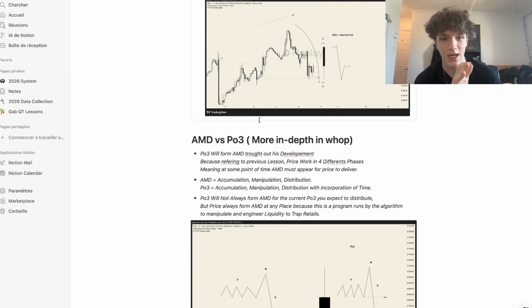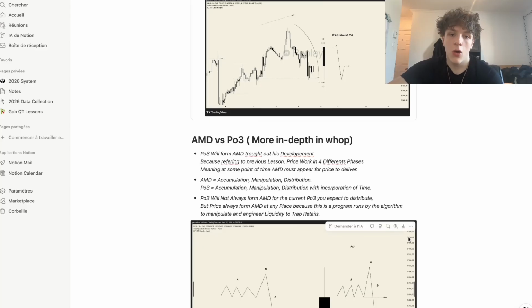So if you don't exactly know, AMD is accumulation, manipulation, and distribution. Power of 3 is accumulation, manipulation, distribution with time, with a significant time open. A significant time open could be the daily open, weekly open, the 4 hour open, the 1 hour open, the 30-minute open, any high time frame we will use to frame our narrative.